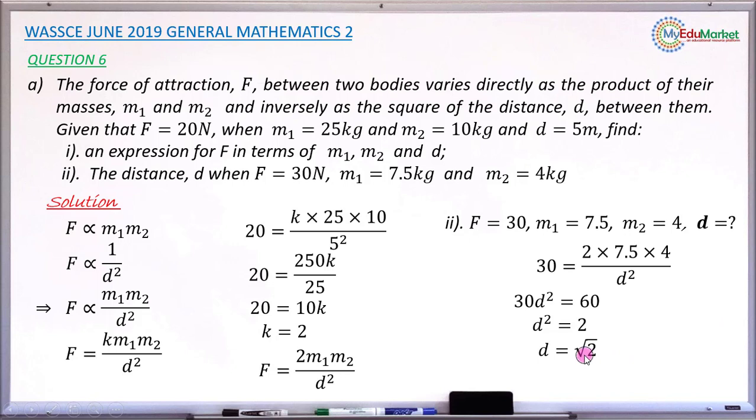So this is the value of D, that is the distance between the two bodies when the force is 30 Newton, the mass M1 is 7.5 and the mass M2 is 4 kilogram. So that answers both questions.